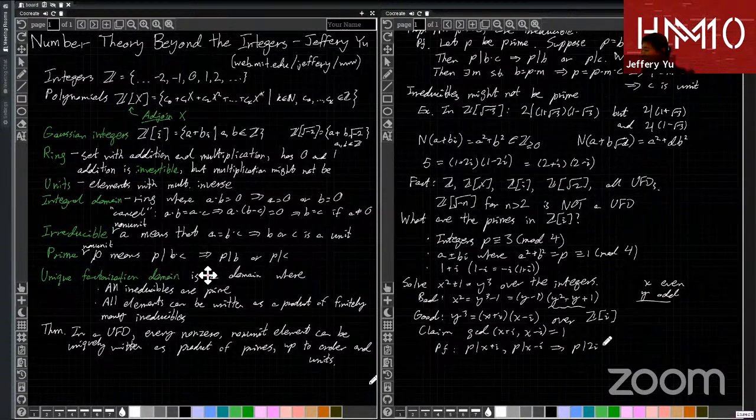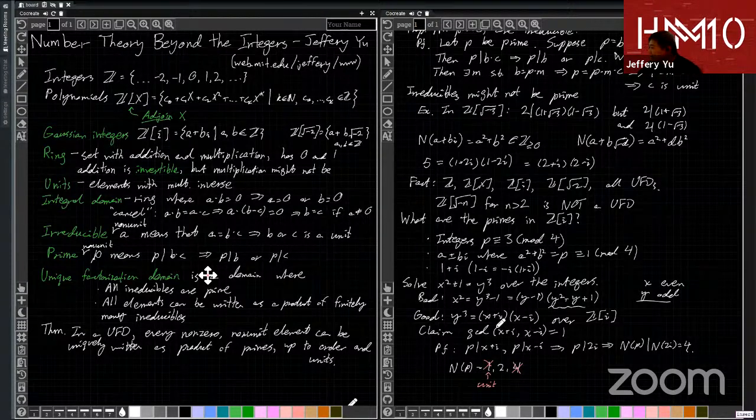If p divides 2i, then we take the norm of both sides, which means the norm of p divides the norm of 2i, which is 4. So the norm of p is either 1, 2, or 4. Something you can show easily is that if it's 1, then p is a unit, which is no good, so 1 is not happening. And 4 is not happening by our classification of primes. So the norm is in fact 2, and that means p has to be 1 plus i.